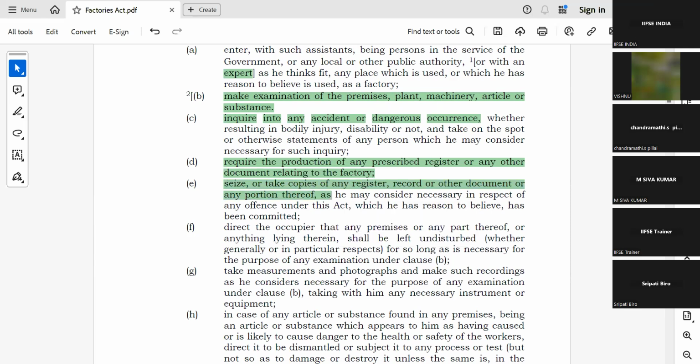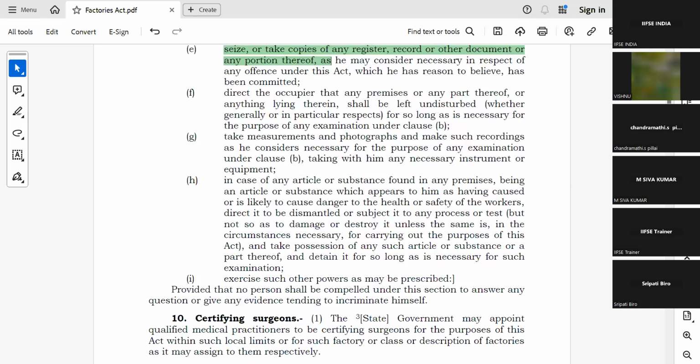In case they are doing any malpractice, for example they have taken approval for only two products but they are manufacturing 10 products. They have taken approval for product A, say sulfuric acid, but they are producing hydrogen sulfide. Like that, if they commit any offense, they can seize that factory.